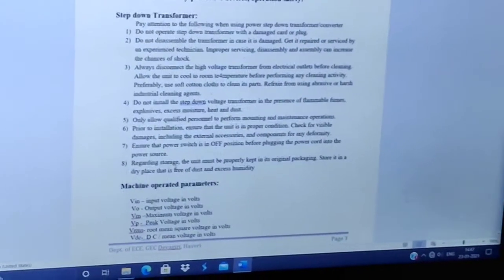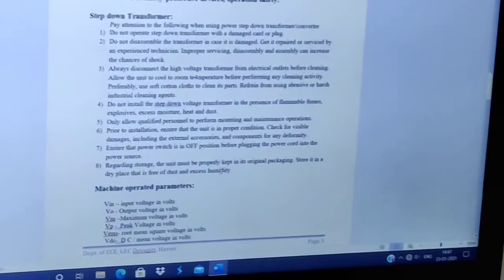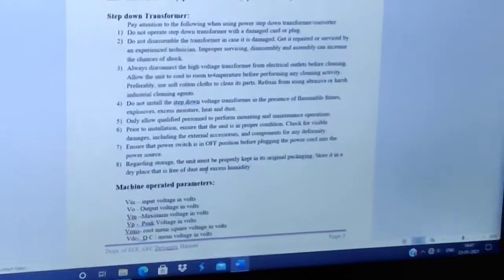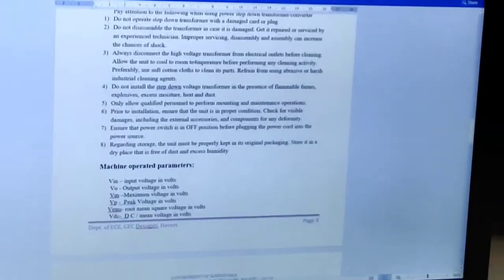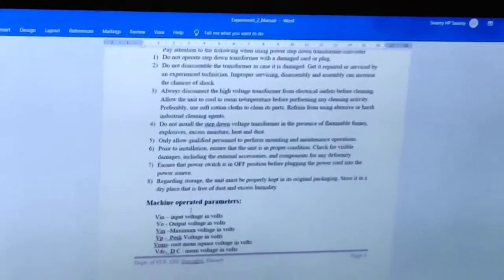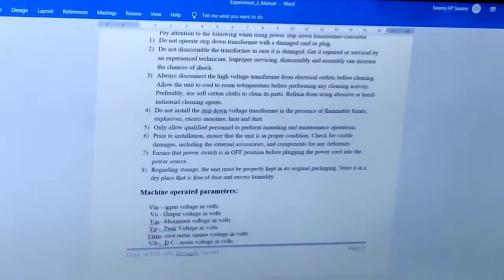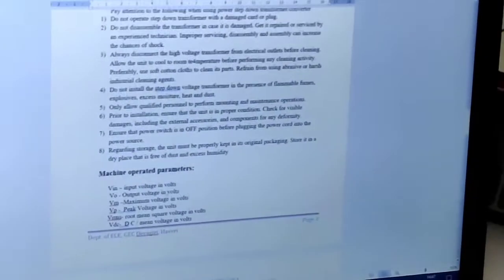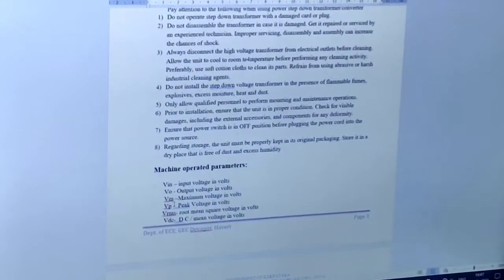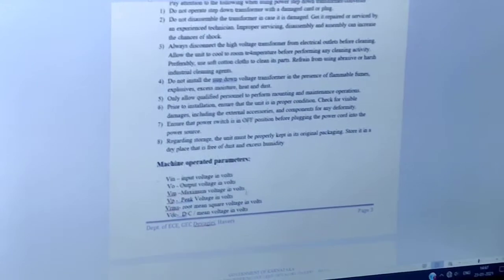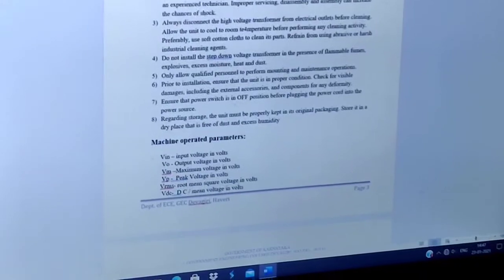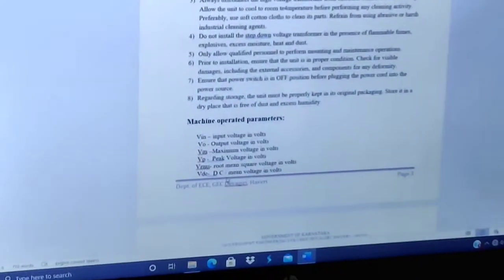Regarding storage, the unit must be properly kept in its original packaging. Store it in a dry place that is free from dust and excess humidity. Here you have to measure the following things from the meters or CROs. Vin is input voltage, Vout is output rectified voltage, Vm is maximum voltage in volts, Vp is peak voltage in volts, Vrms is root mean square voltage in volts, Vdc is DC mean voltage in volts.